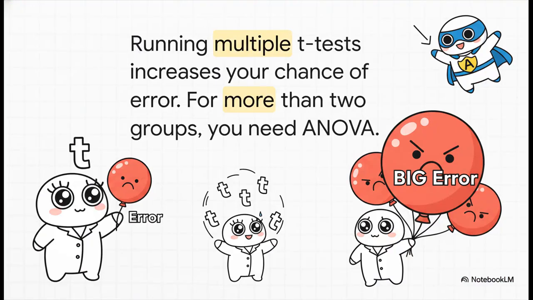Now you might be thinking, well, if I have 3 groups, I'll just run a bunch of t-tests. But hold on. Here's the catch. Every test you run has a small chance of being wrong, of giving you a false positive. And those little errors can add up really fast and lead you to a big wrong conclusion. That's why we need a different tool for this job.